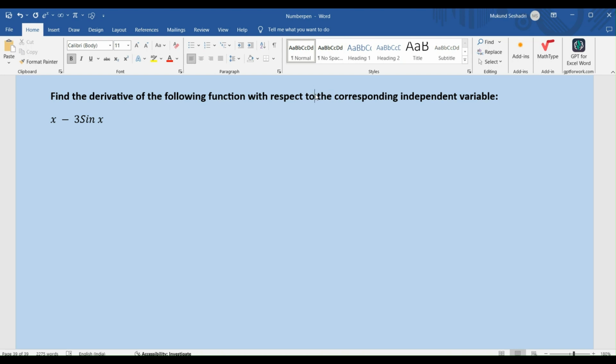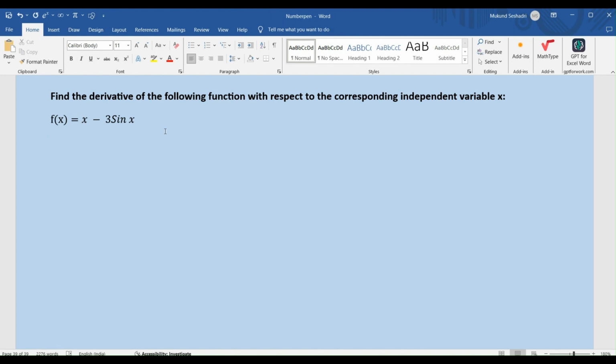There we have the problem on our screen. Find the derivative of the following function with respect to the corresponding independent variable. So the function that's been given to us, which is f of x, and I'm going to call this f of x here and in all the other problems that we're going to solve in the upcoming videos. f of x equals x minus 3 sine x, right?